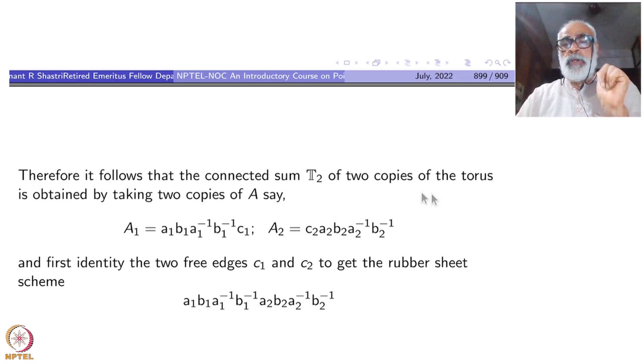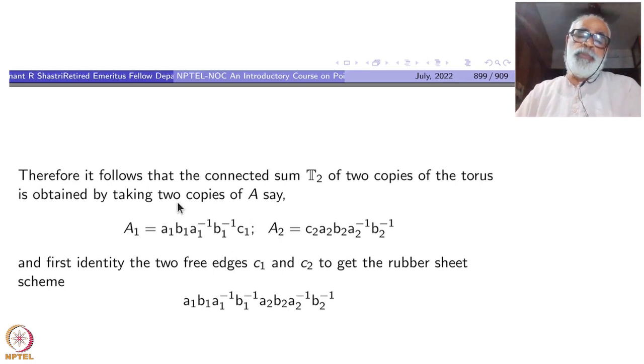Two copies of the torus is obtained by taking two copies of A, namely A1 and A2. So A1 is what? A1, B1, A1 inverse, B1 inverse, C1. A2 is what? A2, C2, I have changed something. C1 I have put here. Cyclically I can put it right in the beginning. So that's what I have done. That is the trick, because I want to bring them together.